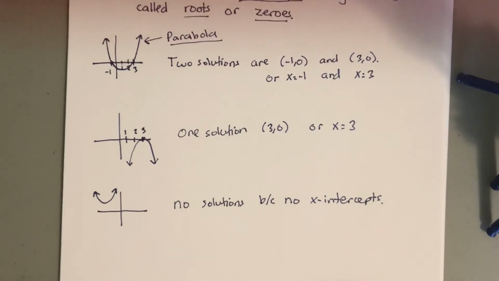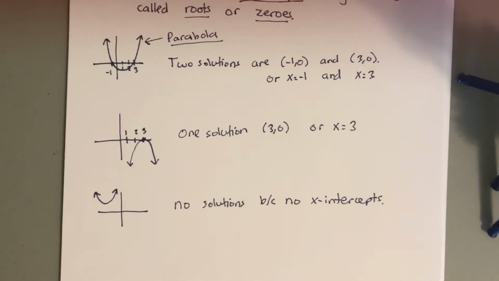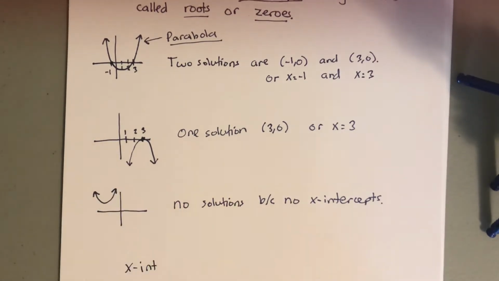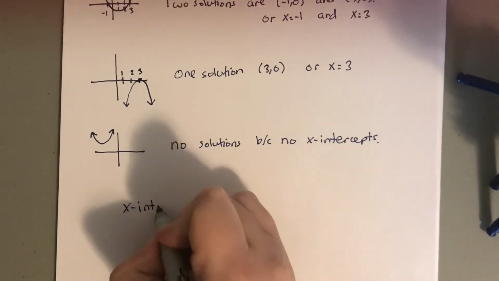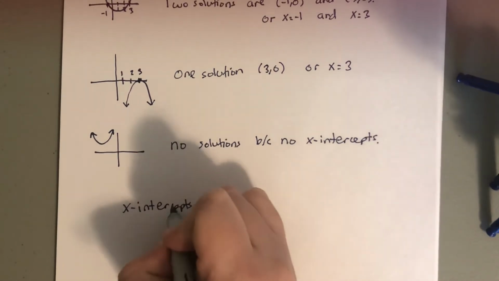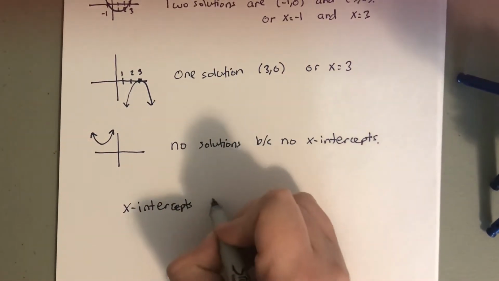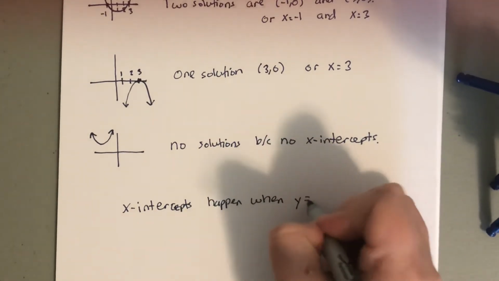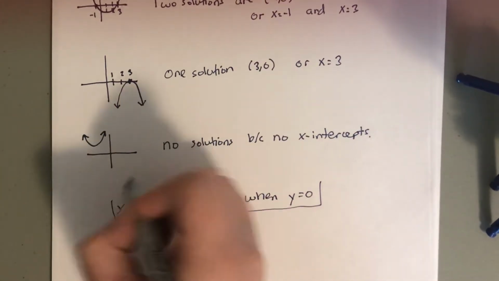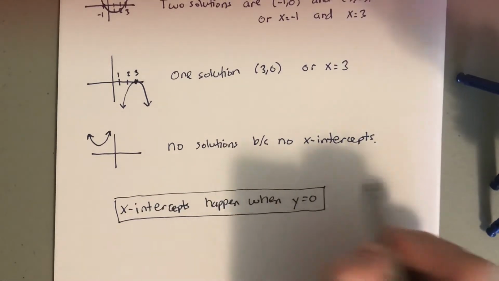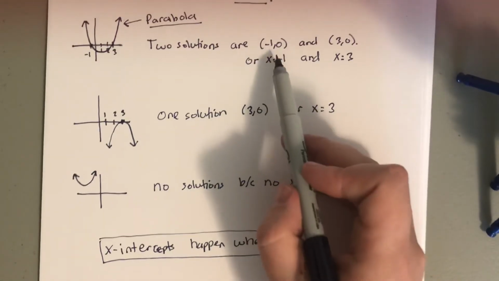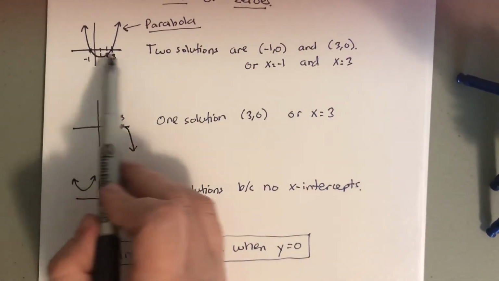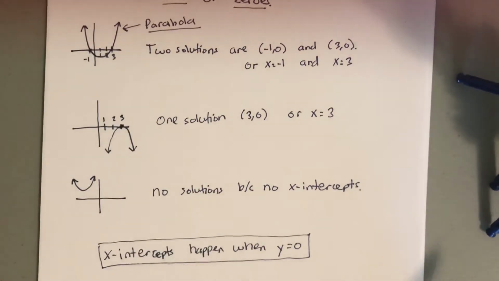Now, we know that x-intercepts always happen when y equals 0. So let's make sure that we write that because that's an important point here. So x-intercepts happen when y equals 0. Notice in all of these situations up here, all these ordered pairs, the y-coordinate is 0 because any point on the x-axis is going to have a y-coordinate of 0.